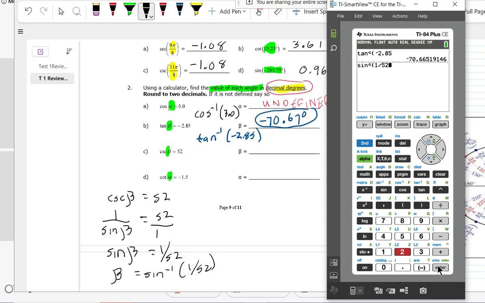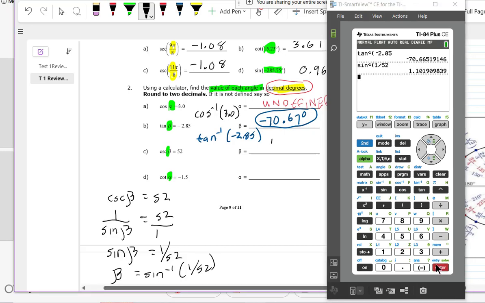This will give you the angle. Remember, you're getting an angle when you do this. So this is 1.10 degrees, or just 1.1 degrees like that. So that's how you have to handle it if it's a cosecant, a cotangent, or a secant.